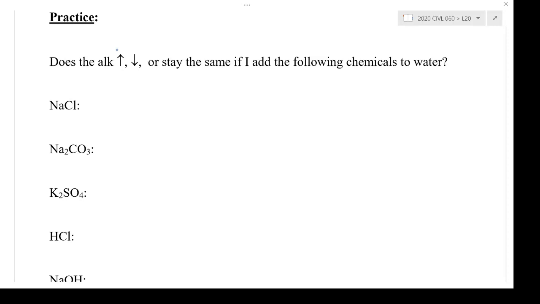So if I add sodium chloride to water, it's going to form sodium and chloride ions. And what you can see is that sodium is a CCC, so the summation of CCCs goes up, and chloride is one of the CACs, so the summation of CACs is also going to go up. And those two things will go up at the same rate, so no change in alkalinity.